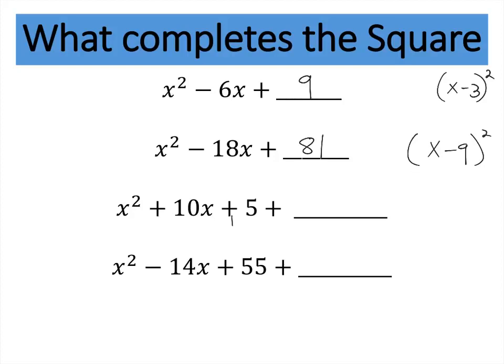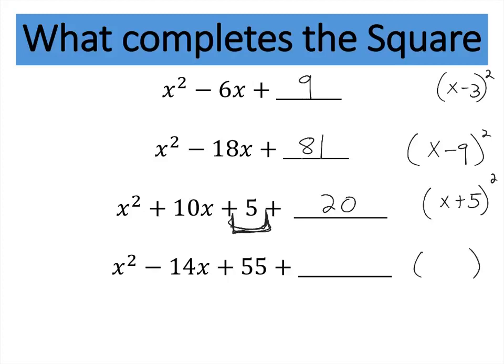This is a little bit trickier because we've got this extra thing here that we have to consider. So if my perfect square is going to be x plus half of 10, which is 5, 5 squared is 25, but we already have 5, so this has got to be 20. You can think about it like that.